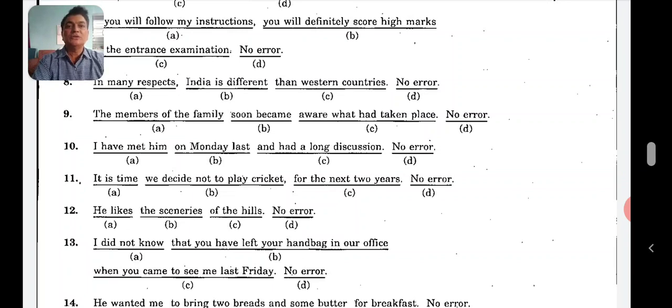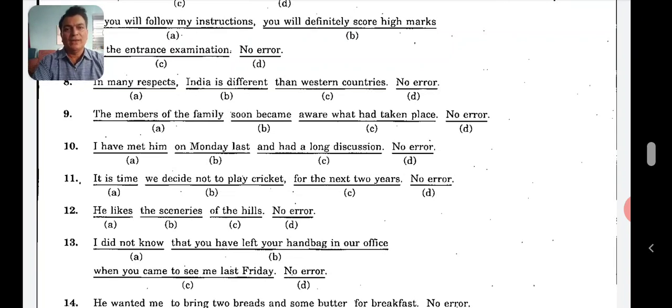It is time we decide not to play cricket for the next 2 years. It is time. It is high time. Whenever these phrases are used, the next clause will be in the simple past tense. It is time. We decided. So B is the answer there.